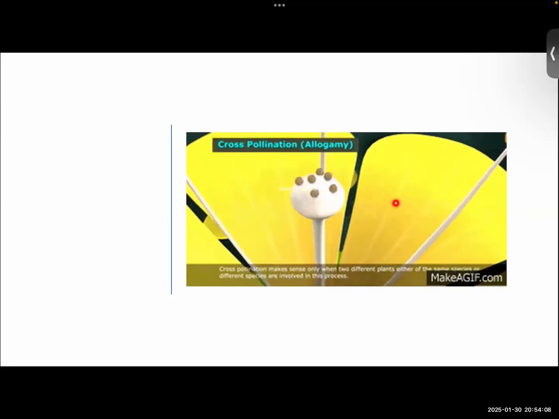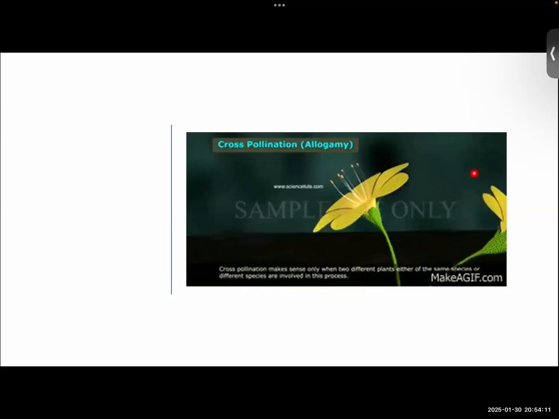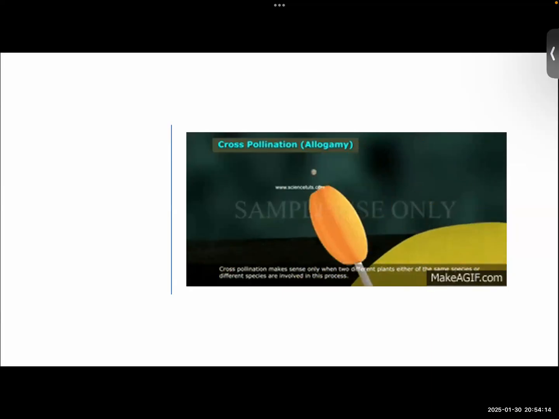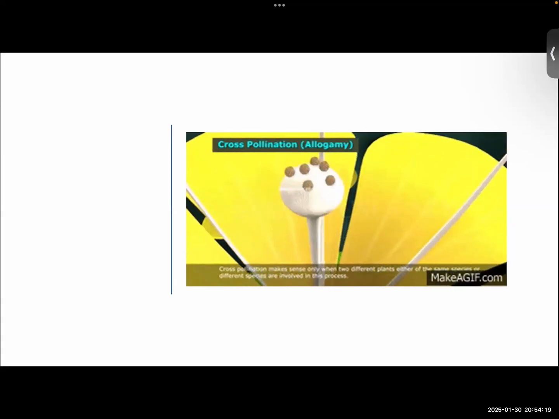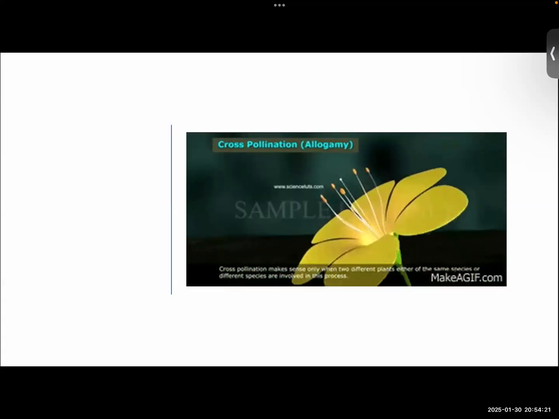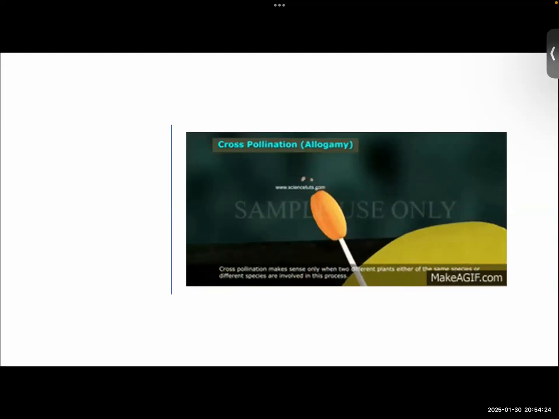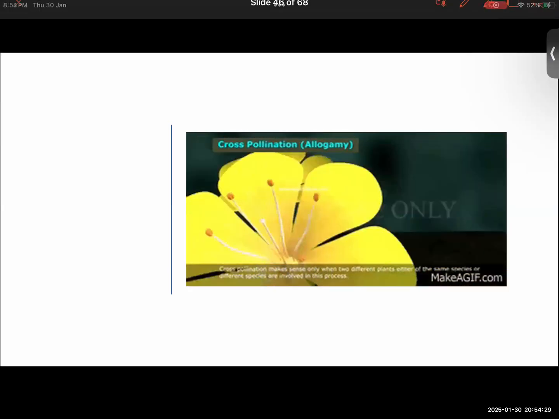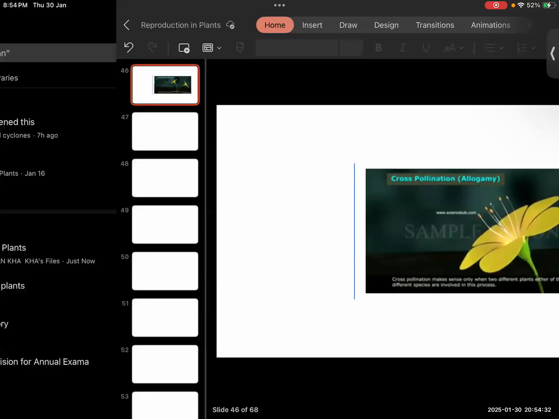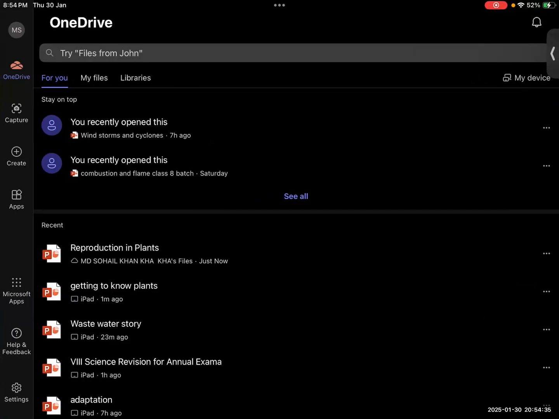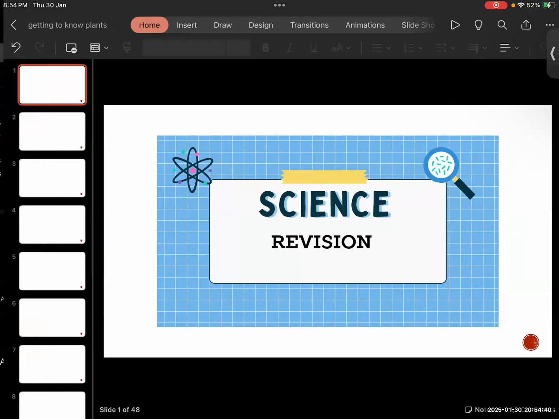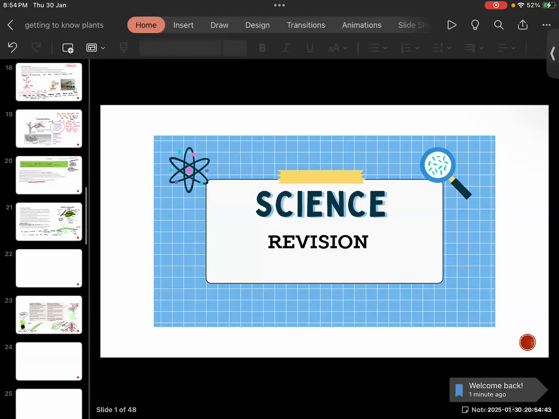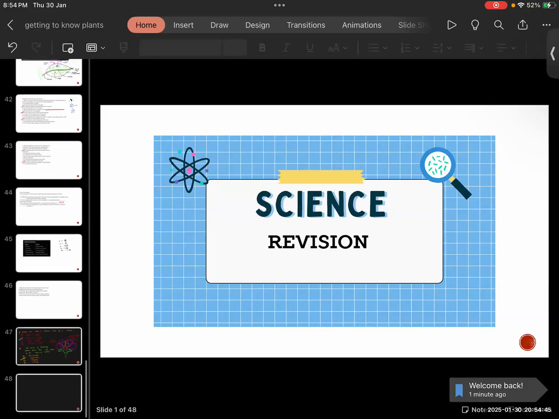So the pollen grain is landing from one flower on another, and both of them are on different plants. It can occur from one flower to another, but it has to be of the same species. Like if one is a rose, the other also has to be a rose plant. If one is marigold, the other also has to be marigold, or hibiscus. That is called cross pollination, right? Exactly, that we call cross pollination. And if it occurs in the same flower, that is self pollination.